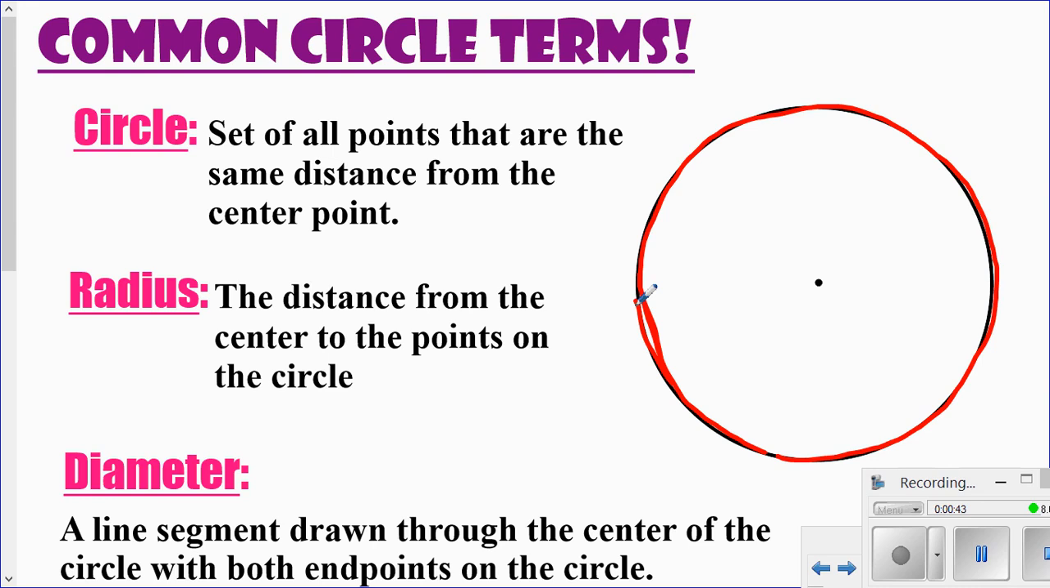We also just talked about another term, which is the center. I'm just going to call this center point C. So that's the center.